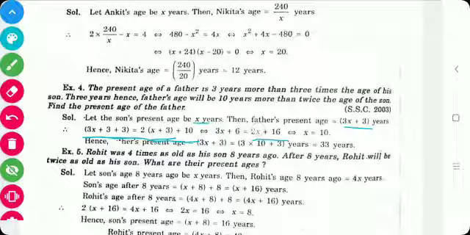Then this is 3x minus 2x, 16 minus 6. So x is equal to 10. So the son's present age is 10 years. But we have to find the present age of the father. So the father's present age is 3x plus 3, that is 3 into 10 plus 3. So it is 33 years.